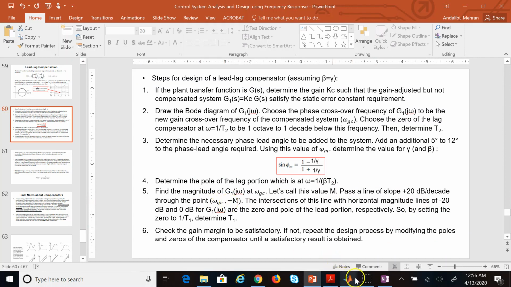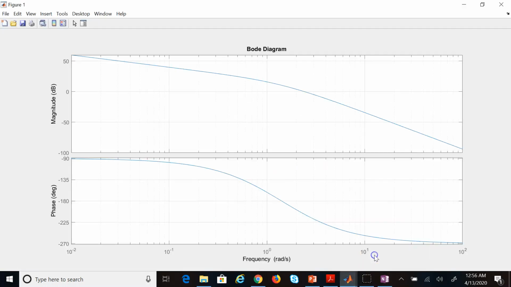What does it mean? So let's do it here over this graph. So first let's find M. So we go to frequency of 1.5, find the magnitude at that frequency, which in our case is almost like 9.5, and then now we go to the points at the same frequency but negative magnitude, negative 9.5, which comes like here, and then through that point I pass a line with positive 20 decibel per decade.